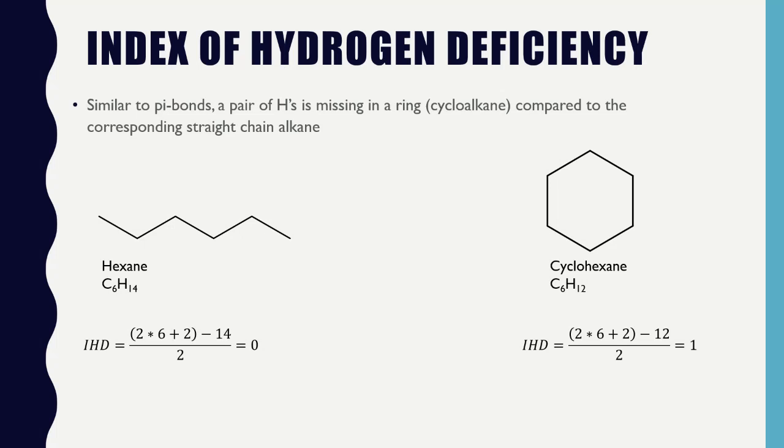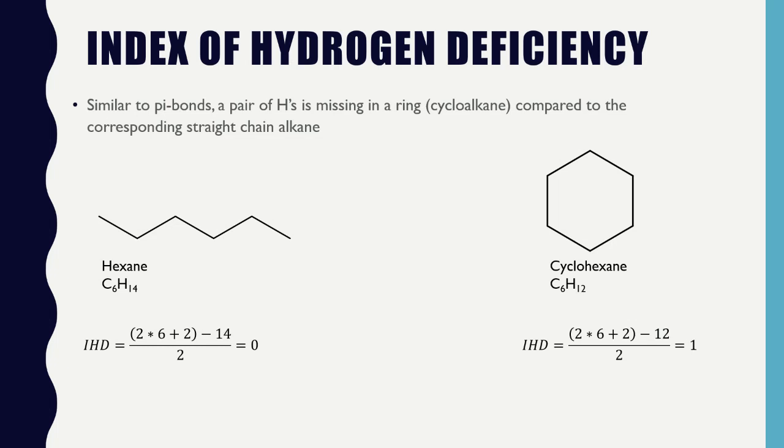So this one here is showing what happens with rings. People do technically think of cycloalkanes as being fully saturated, but their IHD is not 0. So the IHD for cyclohexane is equal to 1 because basically in order to bring the ring together, we have to lose an H on each end of the carbon, right? Each carbon end. So that ends up giving us an IHD of 1.